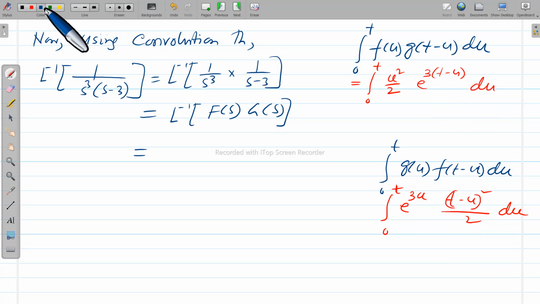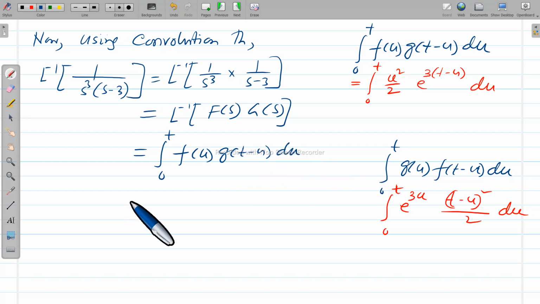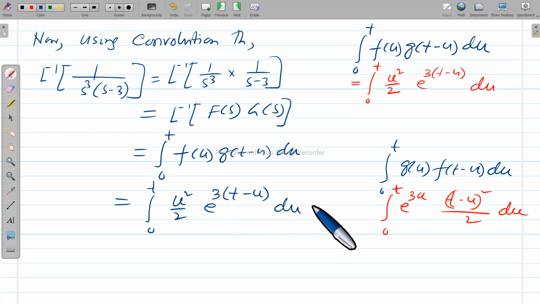Okay, now please write down the integral from 0 to t of f(u) g(t minus u) du. So from here already you know that is coming u square by 2 e to the power 3(t minus u) into du.